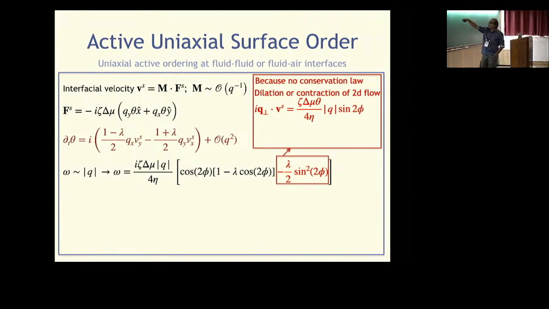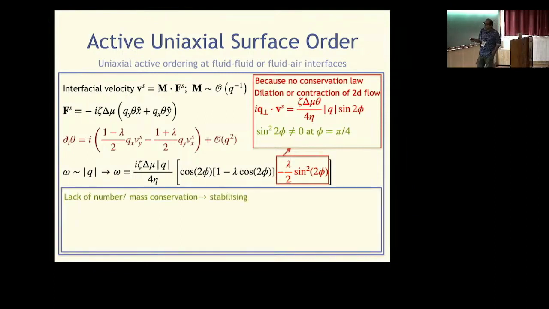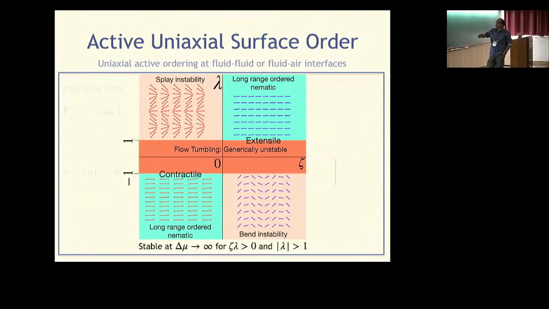Except for this term in red, this was calculated for an interfacial active nematic by Mike Shelley and co-workers a few years ago, for the case in which the interface is suffused with various kinds of PEG or some such crowding agents, so that you have effective incompressibility at the interface, right? But if you don't have incompressibility at the interface, you have this extra term. And notice that this bit does not vanish at phi equal to pi by 4. In fact, this whole thing in the square bracket can be stabilizing for all phi, okay? Of course, it doesn't happen for all parameters, but there's a large range of parameters for which this is stable.